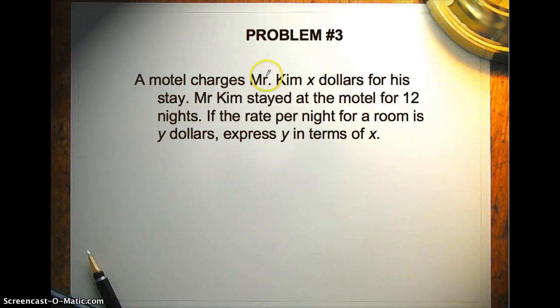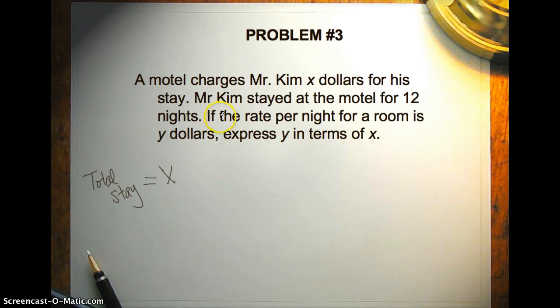A motel charges Mr. Kim X dollars for his stay. So X dollars, that's the total. So total stay, I'm going to write total stay, is X dollars. Okay, that's just our first sentence. Mr. Kim stayed at the motel for 12 nights. If the rate per night for a room is Y dollars, express Y in terms of X.